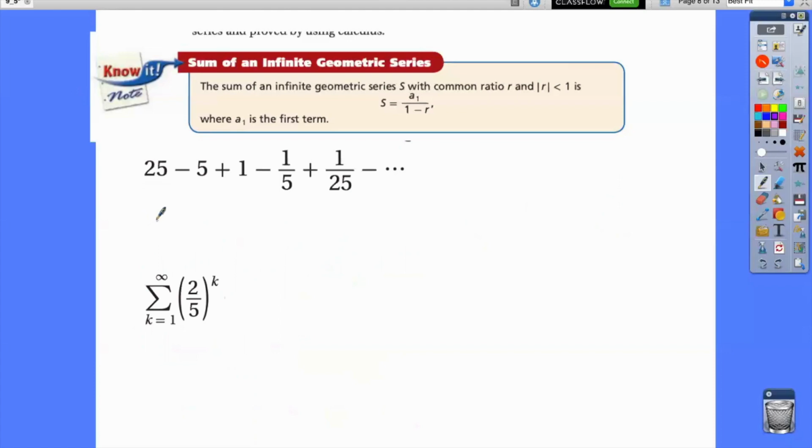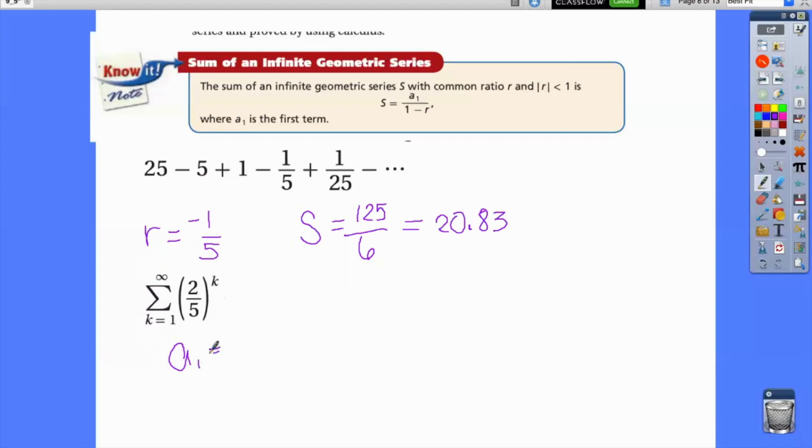It appears that for the first one, we will produce a ratio of -1/5. Okay, we know the first term. And so upon plugging everything in, we seem to find the sum of an infinite geometric series right here is actually going to be 125 over 6, or if you prefer using decimals, about 20.83.